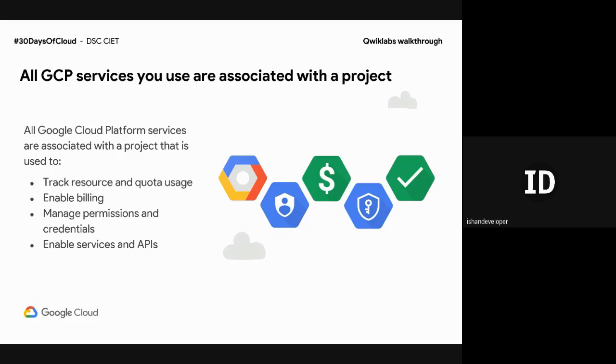If someone in the US is working on a project and you are working on a project, the ID should never be the same. And you don't have to assign that. It will be done automatically. So this project ID is used to track resource and quota usage, enable billing, manage permissions on who can access and who cannot based on IAM that we will talk about later, and enable services and APIs.